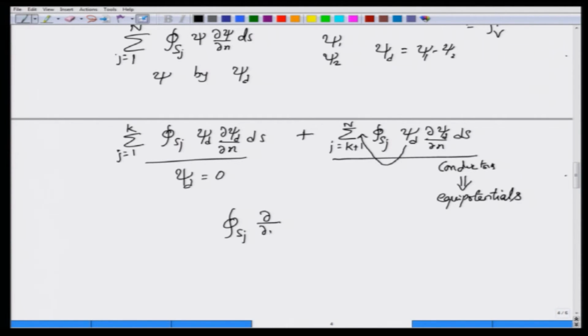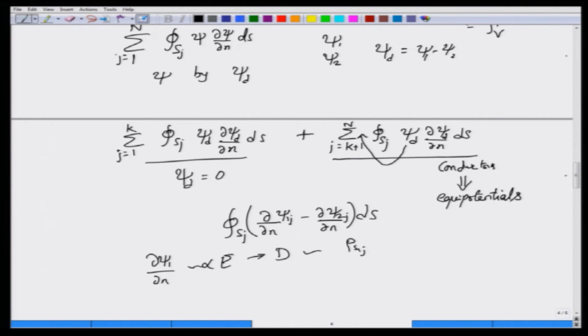So, I have del psi 1 by del n minus del psi 2 by del n, ds. Now, here is where our observation that del psi 1 by del n is proportional to the electric field, which is proportional to the D field, and hence this would be the charge, because of the charge on the potential that we are considering. So, on the jth charge, this is on the jth conductor that I am actually looking at. Because of the solution psi 1, del psi 1 j by del n on that particular jth conductor would give me the surface charge density on the conductor. Similarly, this would be the surface charge density because of the second solution.